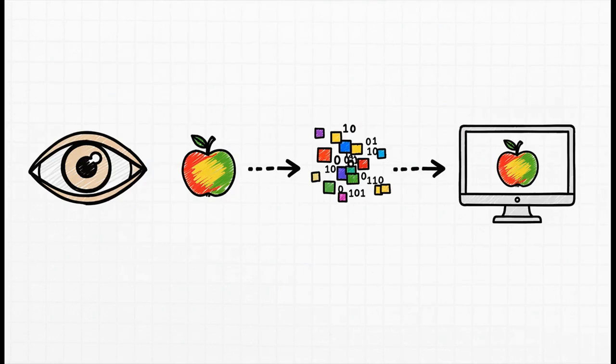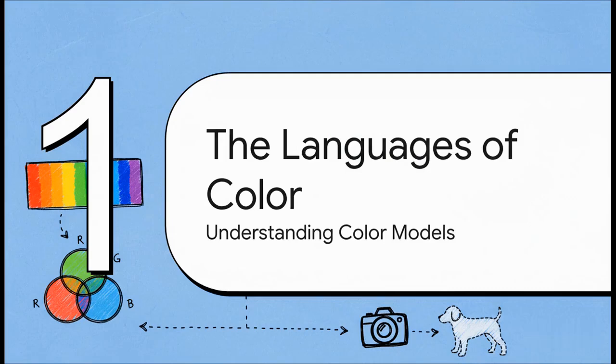So that's exactly what we're here to do today. We're going to learn the language of color, how to teach a computer to see the world just like we do. We'll figure out how we take what our eyes see and turn it into data a machine can actually understand and use.